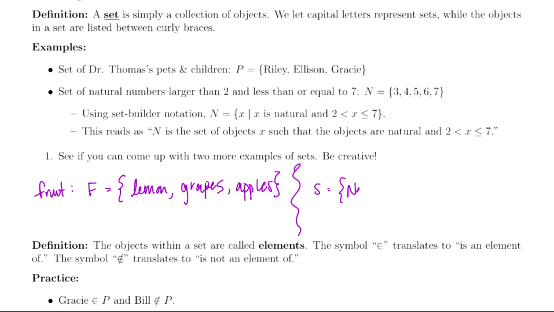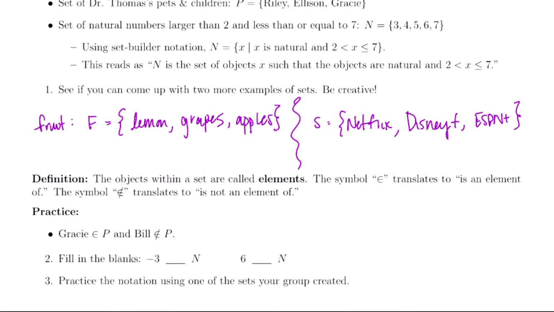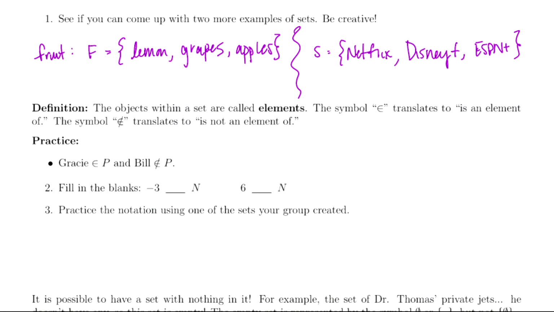This would be like Netflix, Disney Plus, ESPN Plus, and some other things. So the objects in those sets are called elements, and this little symbol, an E, translates to "is an element of," and the E with the slash through it is "is not an element of." So Gracie is an element of P, Bill is not an element of P. -3 is not an element of the natural numbers, and 6 is an element of the natural numbers.